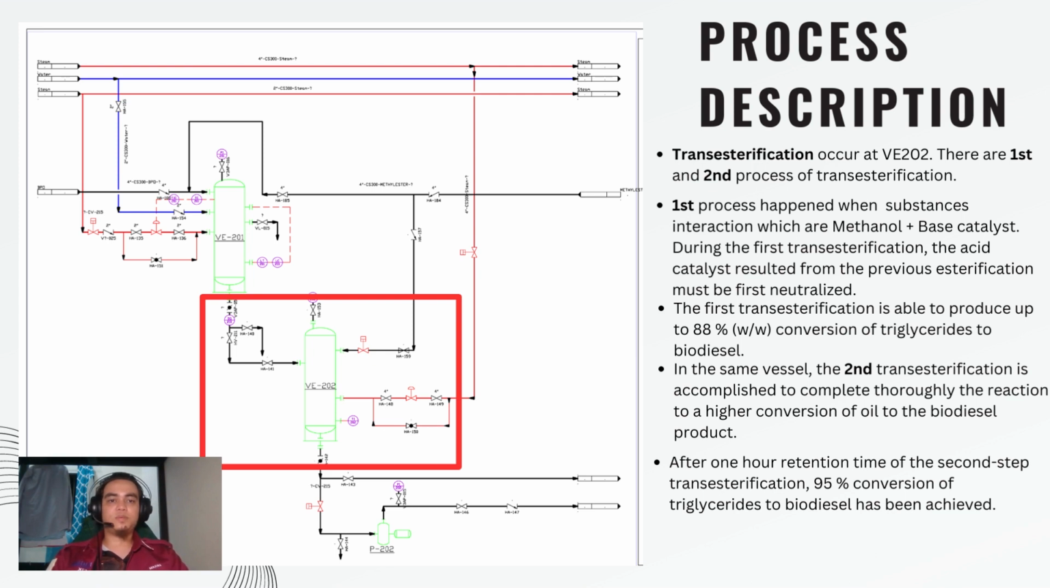The first process happens when the substances interact, which are methanol and base catalyst. During the first transesterification, the acid catalyst resulting from the previous esterification must first be neutralized. The first transesterification is able to produce up to 88% conversion of triglycerides to biodiesel. In the same vessel, the second process is accomplished to truly complete the reaction to a higher conversion of oil to the biodiesel product. After 1 hour retention time of the second step transesterification, 95% conversion of triglycerides to biodiesel has been achieved.